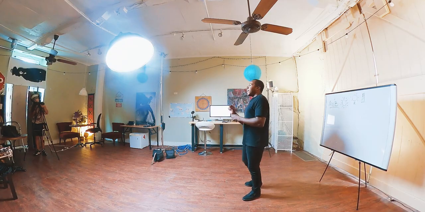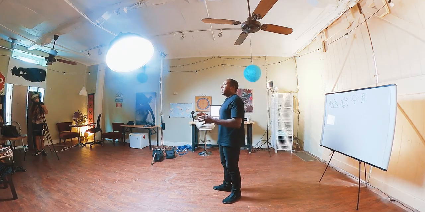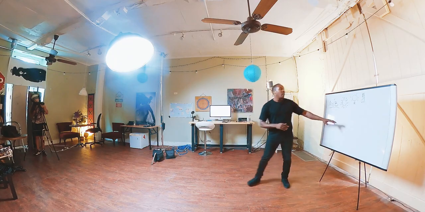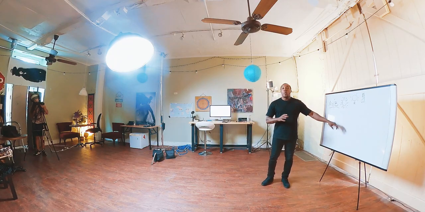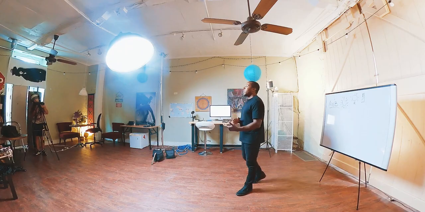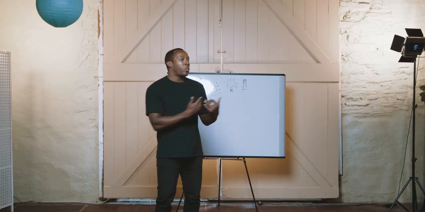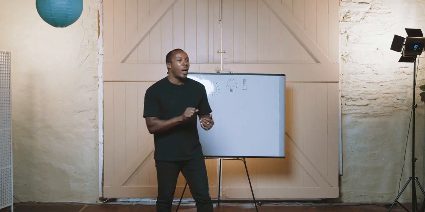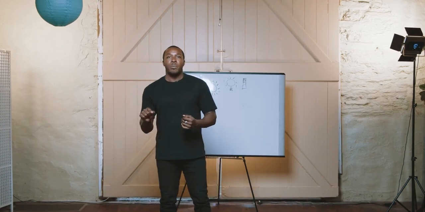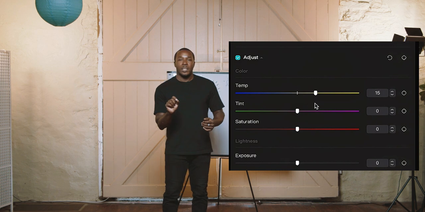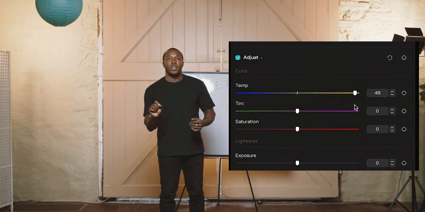You just want to dial it in to the point where everything looks neutral and your whites are whites. Now, just because we get it to a point where your whites are white doesn't mean you have to keep that color cast. For example, if you want to warm up the shot, once you get your white balance dialed in, you can take the slider and warm it up to your discretion.